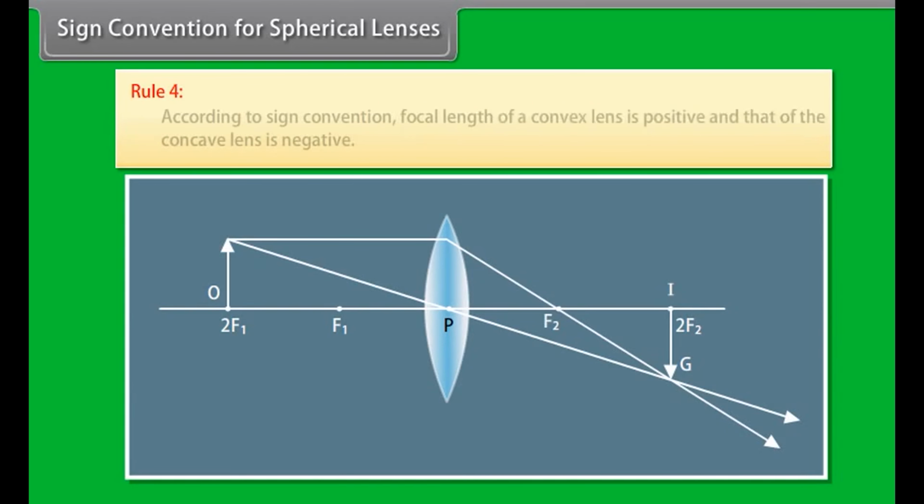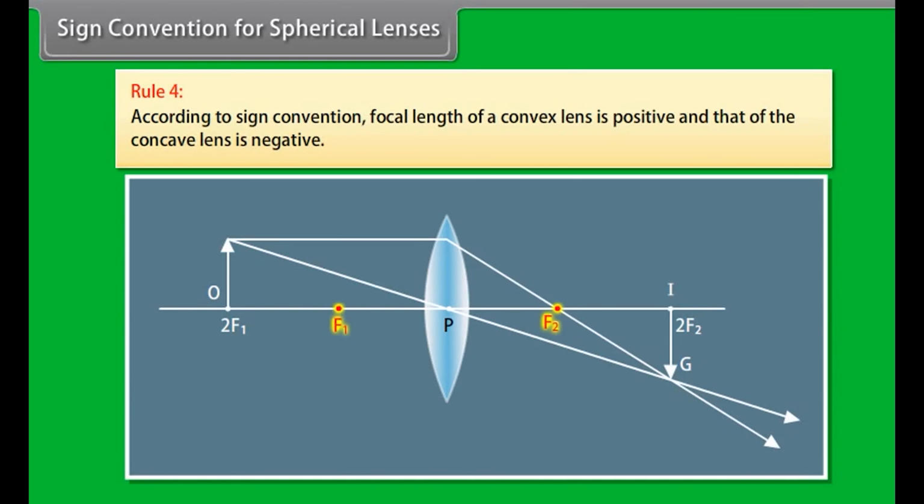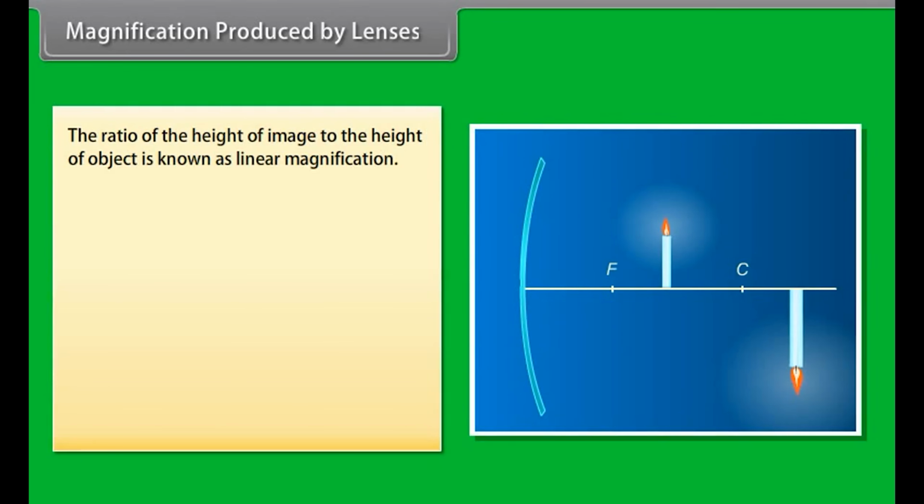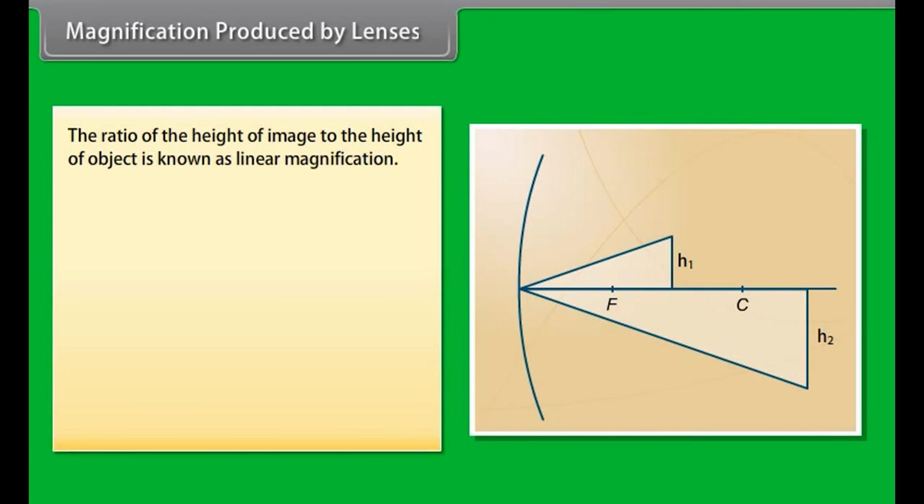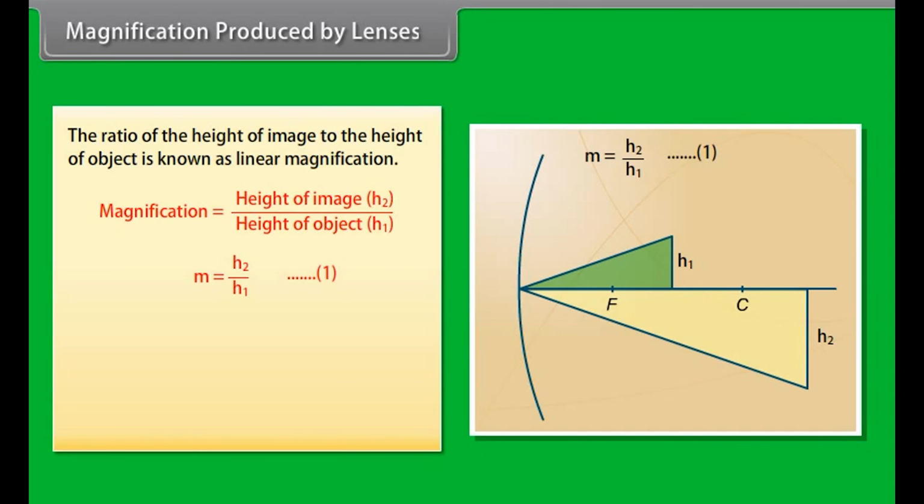Rule 4. According to sign convention, the focal length of a convex lens is positive and that of a concave lens is negative. Magnification produced by lenses. The ratio of the height of image to the height of object is known as linear magnification. Magnification is equal to height of image h2 upon height of object h1. M is equal to h2 upon h1, which is equation 1.